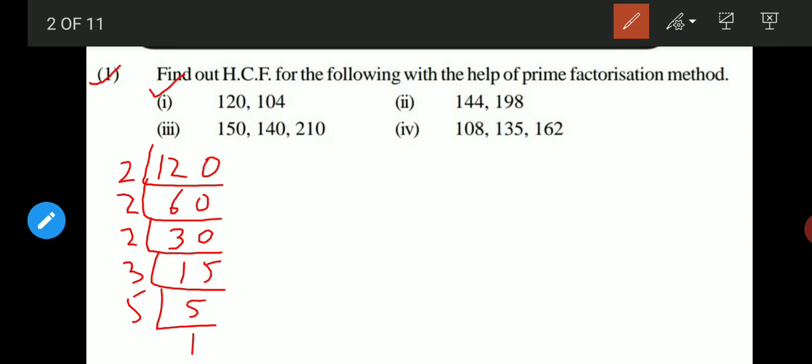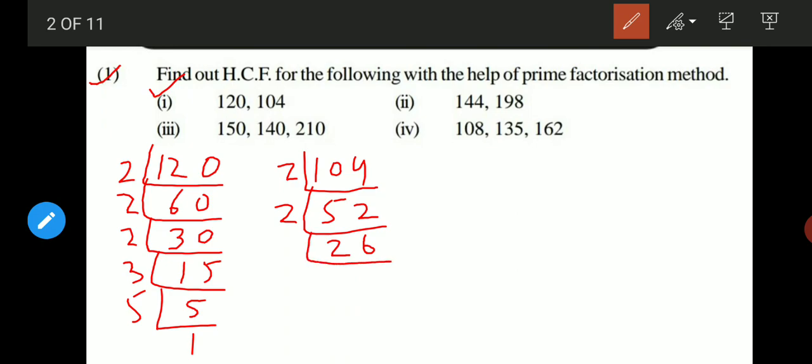Now come to the 104. So 104 is like this. It is divided by 2: 2 fives are 10 and 2 twos are 4. Once again it is divided by 2: 2 twos are 4 and 2 sixes are 12. Once again 2: 2 ones are 2 and 2 threes are 6. Then it is divided by 13 and it becomes 1.